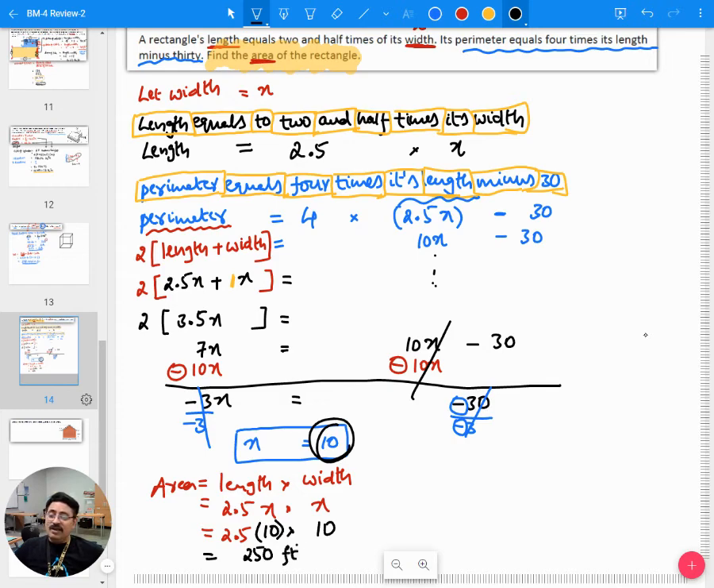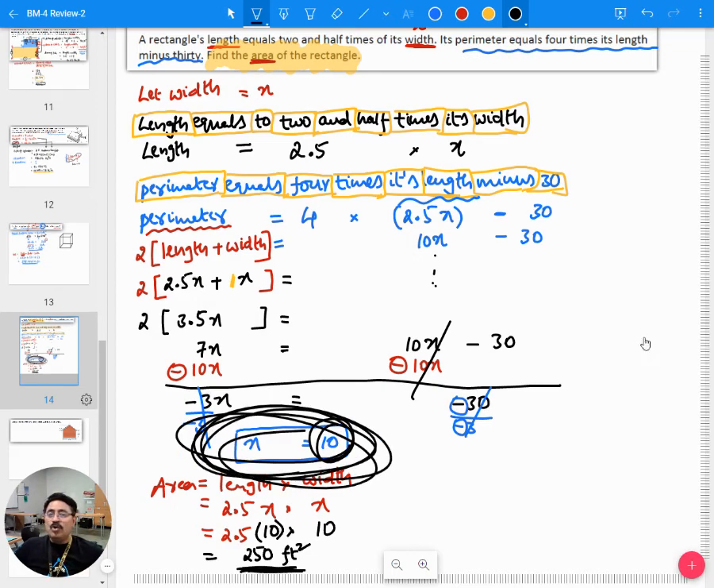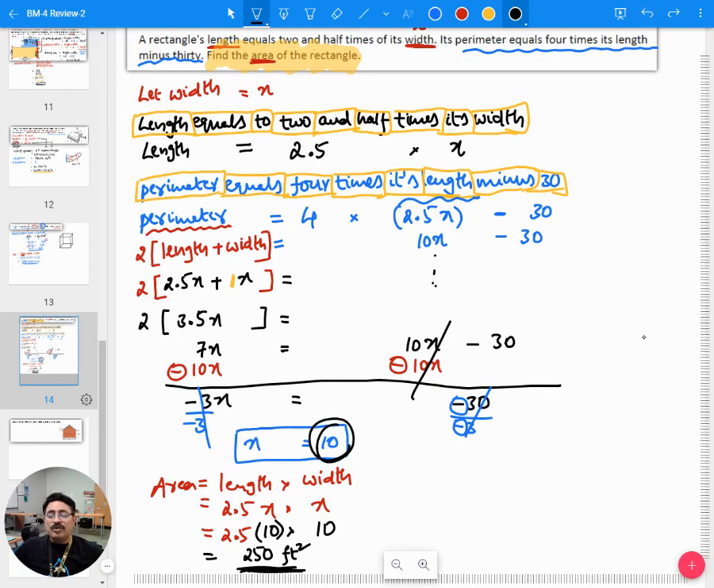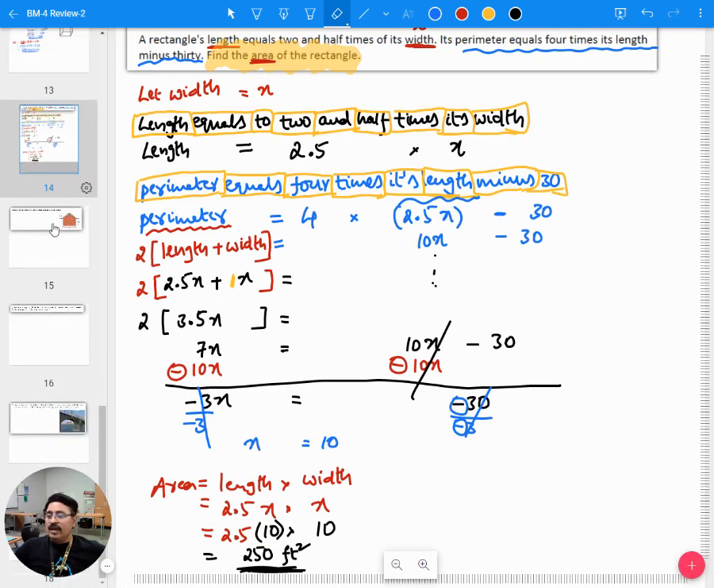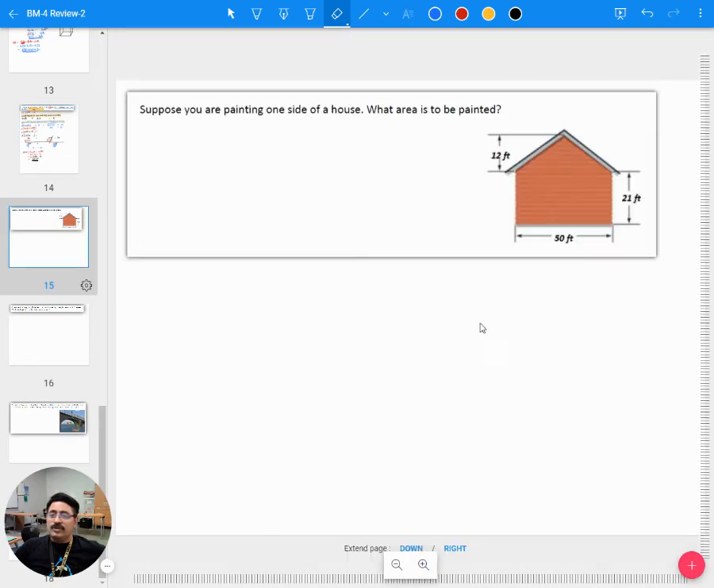If it is inches, then take it as inches. If it is feet, then that's the area. But again, it's a gentle reminder. For sure, in the given options, there will be 10. Don't get tempted, because you are asked to find the area, not the value of x. Okay, so let's quickly go to the next question. There are 3 more questions to complete the session.